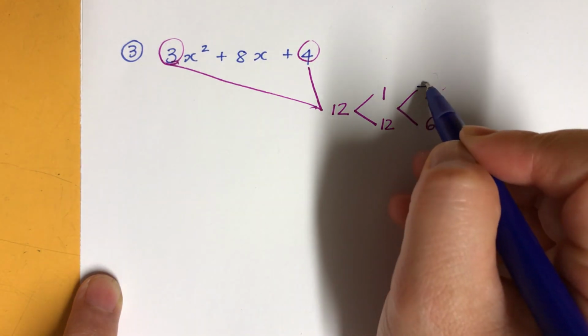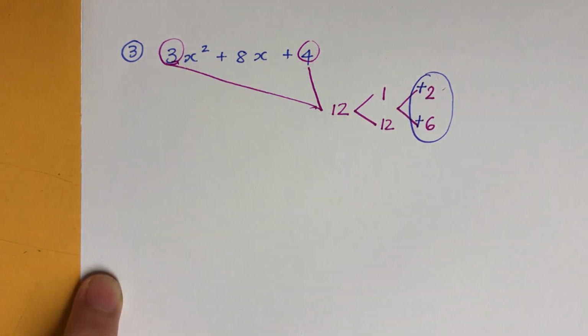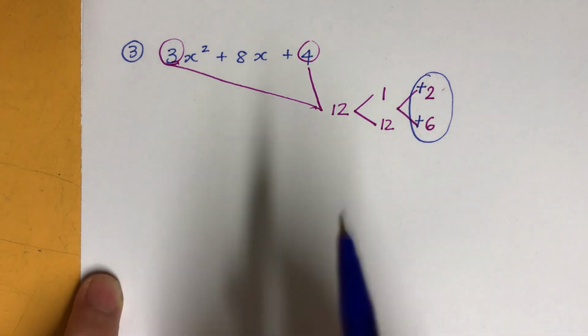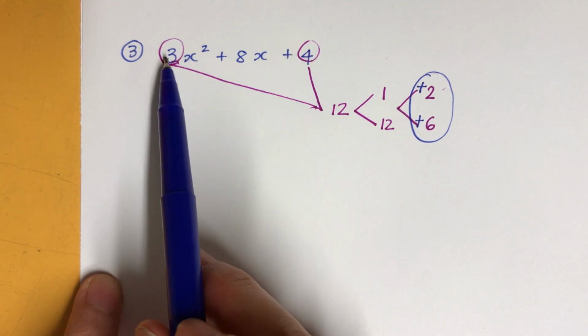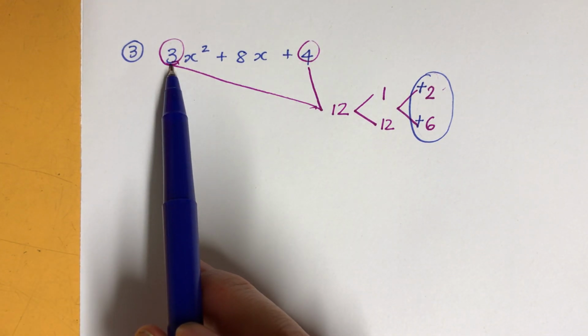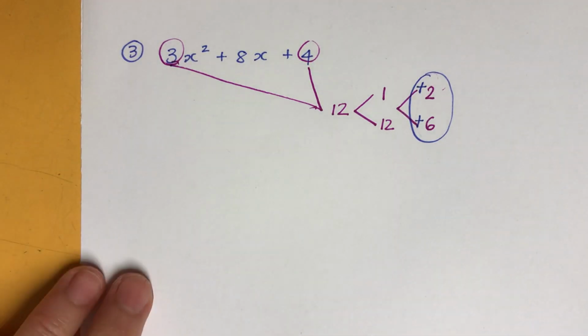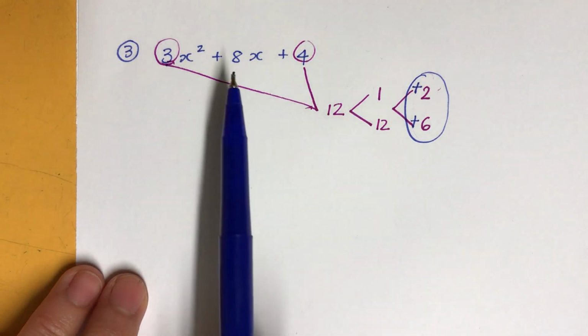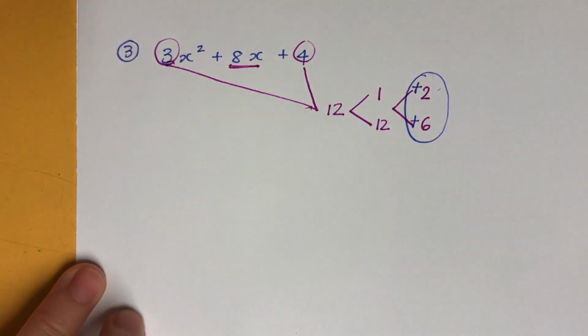So I'm going to put plus 2, plus 6. They're definitely going to make 8. Now we're not going to worry about products here because the coefficient is not 1 anymore, so we can't really use the product of two factors. So don't worry about products of two factors. Only worry about the sum of the two factors.